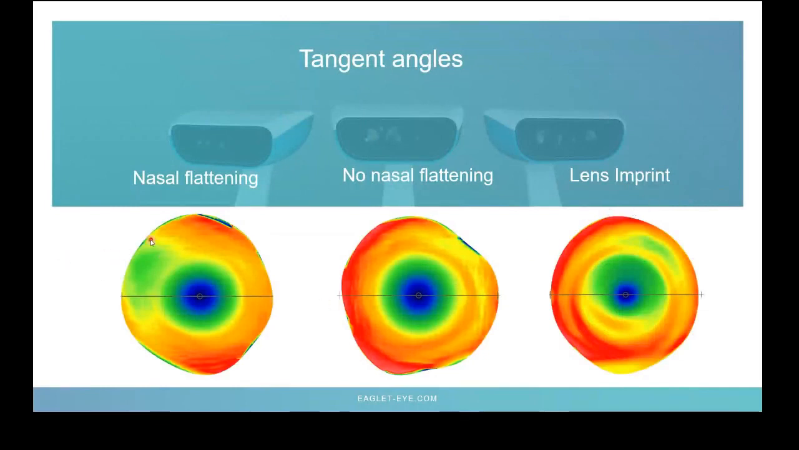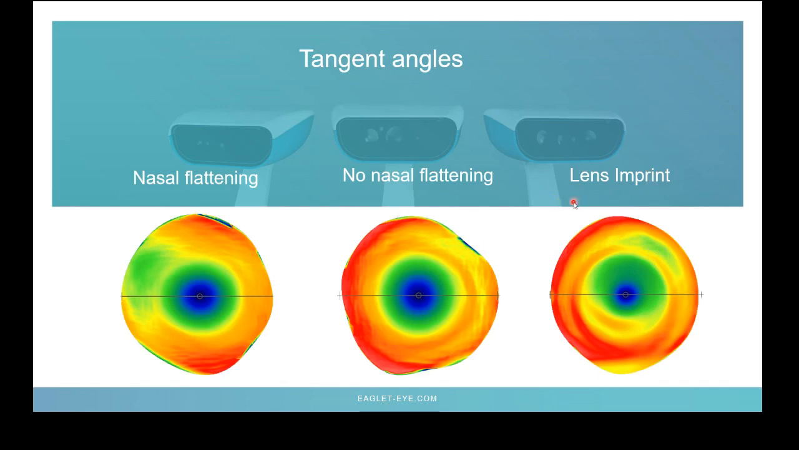The nasal flattening, often you see it on the nasal side and slightly superior, so in this area. No nasal flattening, so it's more or less looking the same. I've never seen a perfectly symmetrical tangent angle map, so I will always see it being slightly orange, but perfectly red all around, I've never seen it.